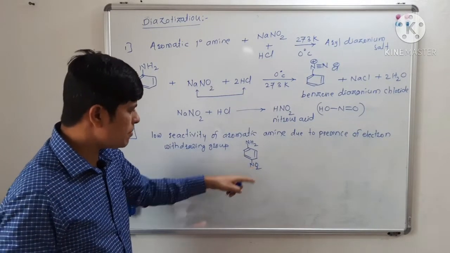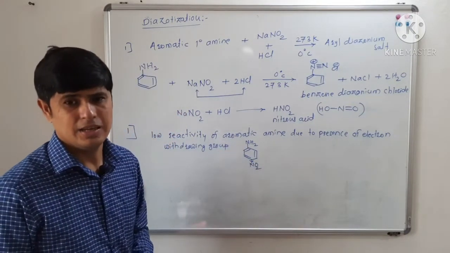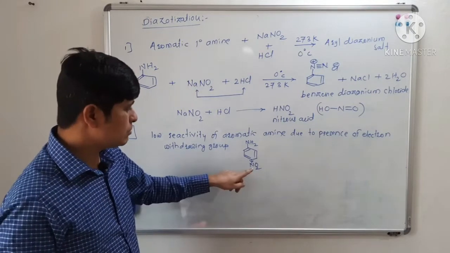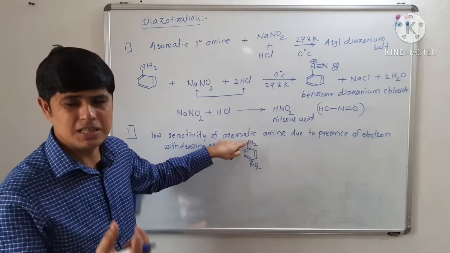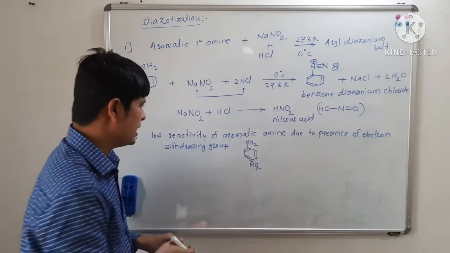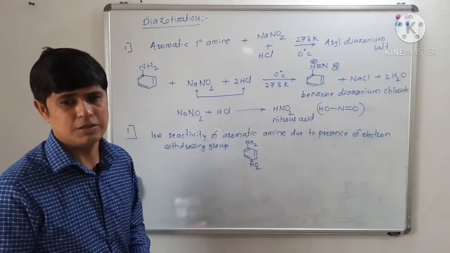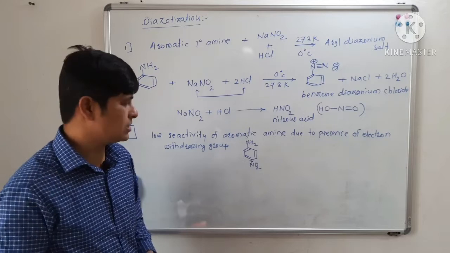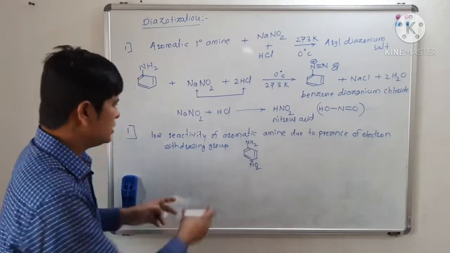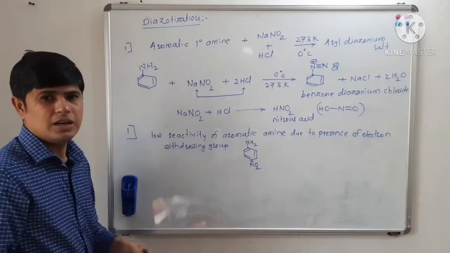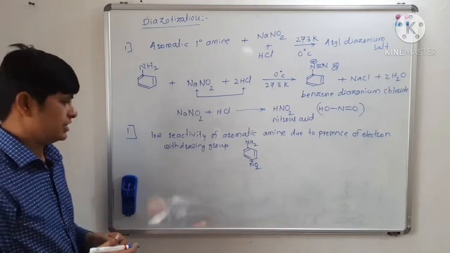If such an electron withdrawing group is present on the aromatic ring of an amine, then this group will lower the electron density of the NH2 functionality. That means the lone pair will not be available that much for this diazotization reaction. Hence such difficulty is observed. So these types of amines react slowly in the diazotization reaction.